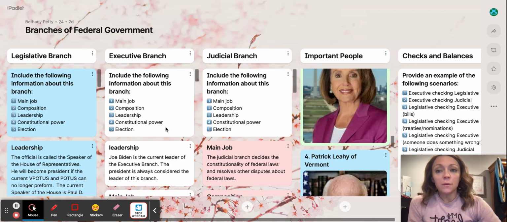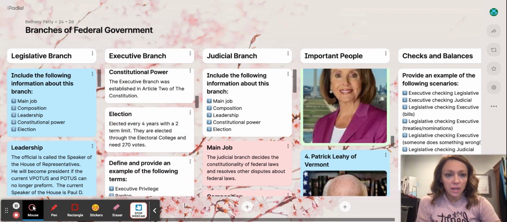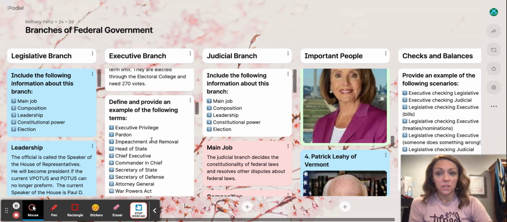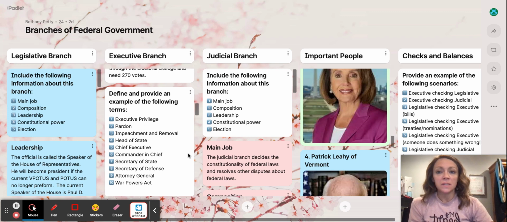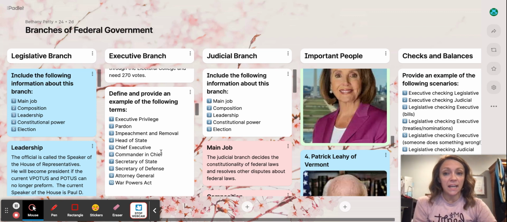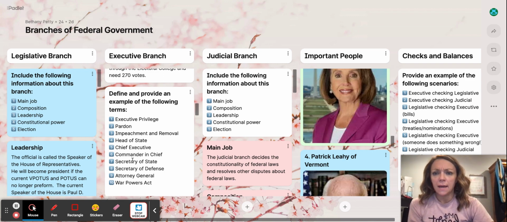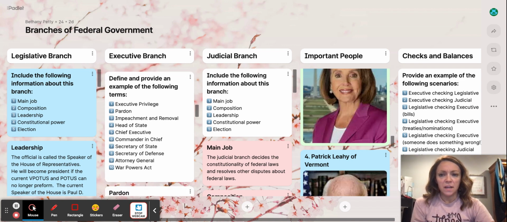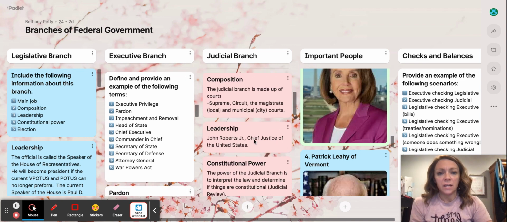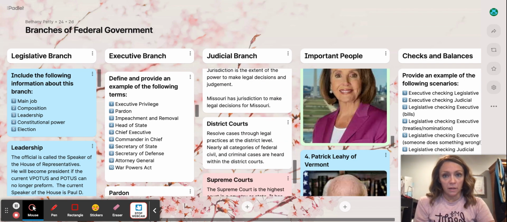So last time we talked, we got all the way through our discussion about the executive branch. We talked about executive privilege. We talked about pardons, impeachment, and removal. We talked about the president's role as head of state and commander in chief. I don't think we talked about it as chief executive. I'll circle back to that. I believe we identified the Secretary of State and Secretary of Defense, but we'll just recap that. And then we will jump over into our court system.